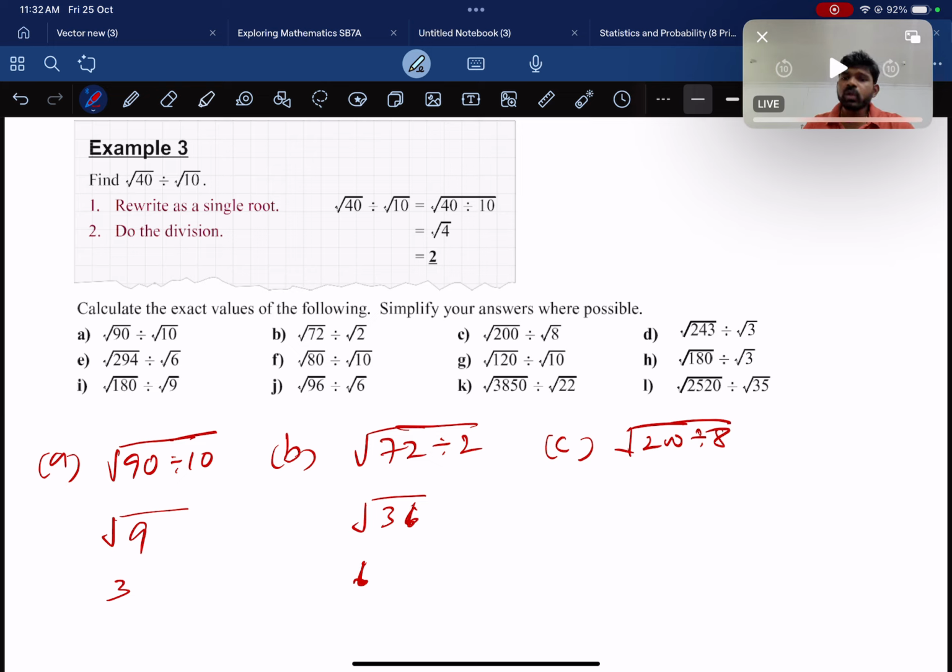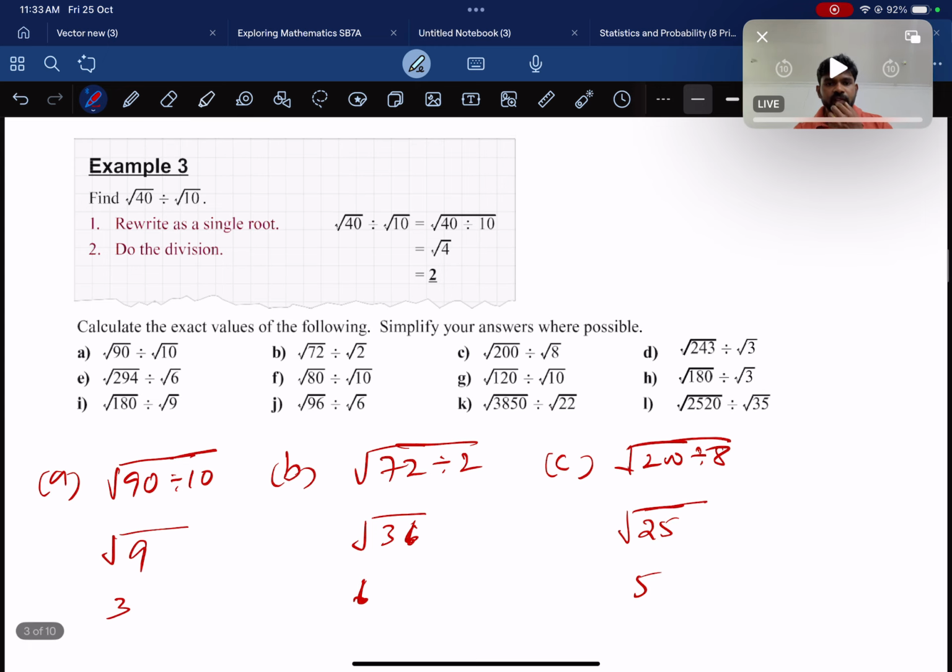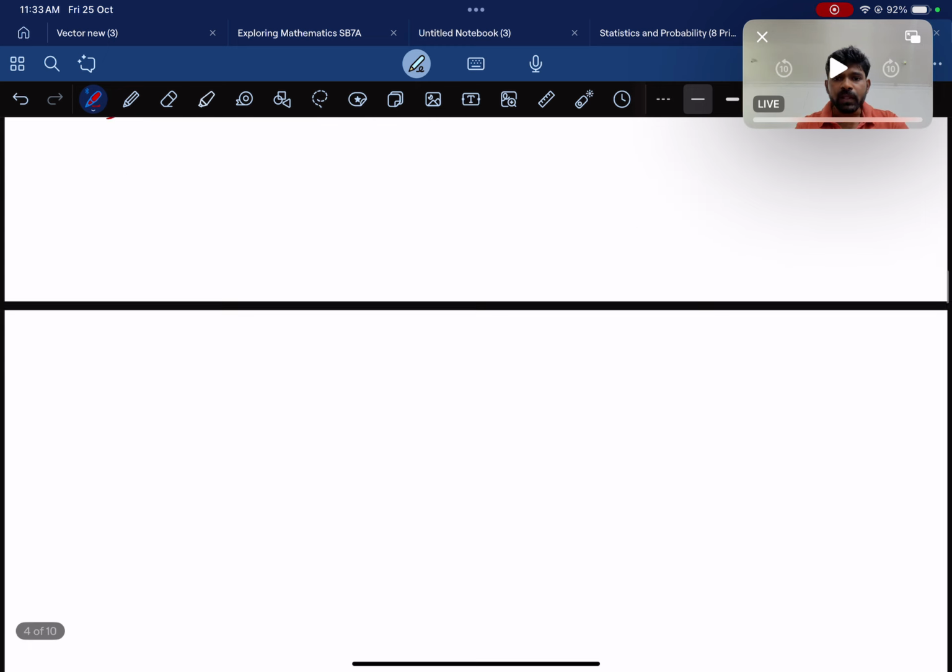So when I divide 200 by 8, I'm going to get 25, because 25 times 4 is 100, and 25 times 8 will be 200, right? So root of 25 is 5. I hope you understand what's going on here. We are just putting two different surd values under the same root. You can complete the rest of the questions based on this, and if you have any doubt, you can discuss with me in the comments.